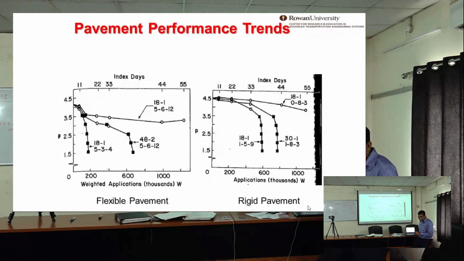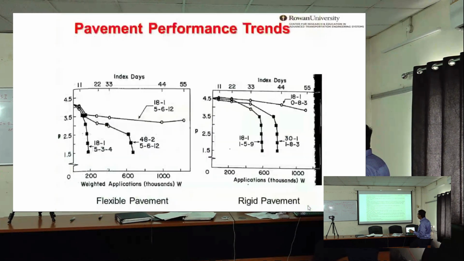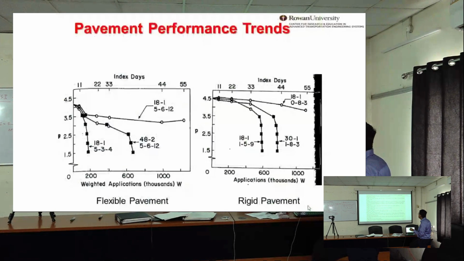So those are the three pavement sections, 5, 6, and 12. That's what the flexible layer is. Let's go back. Rigid layer, slab, 0 to 15 inches non-reinforced, 1 to 40 feet reinforced. And let's go back. So again, 18, 1, 0, 8, and 3. And right here, 0 for 15, 1 for 40.